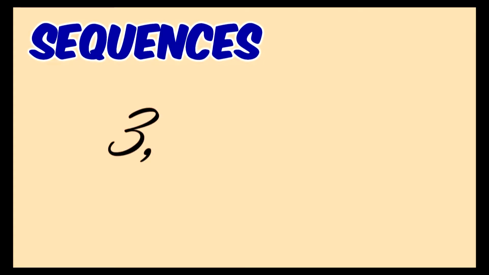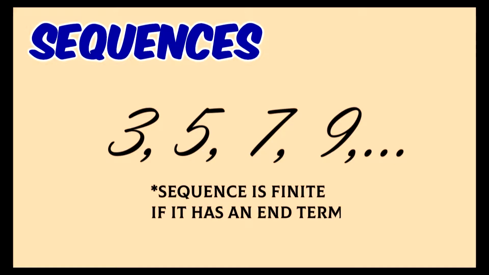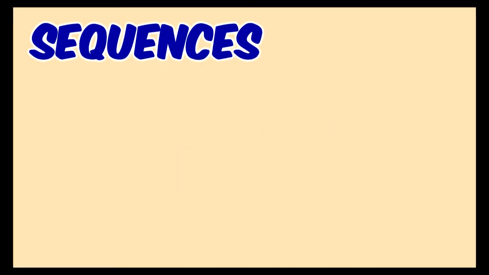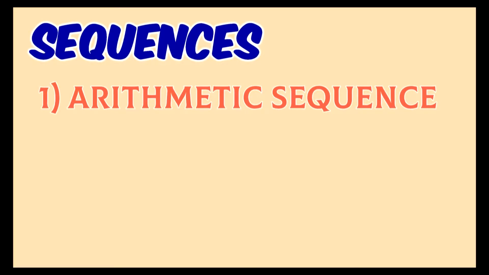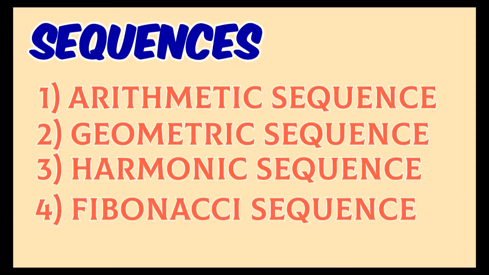The numbers 3, 5, 7, 9, and so on shows a sequence with a common difference of 2. The symbol ellipsis shows that the sequence is infinite and there may be no end. A sequence is called finite if the number of terms is finite, meaning that there is an end to the sequence. There are 4 types of sequences: arithmetic sequences, geometric sequences, harmonic sequences, and Fibonacci sequences, which will all be tackled in this video.